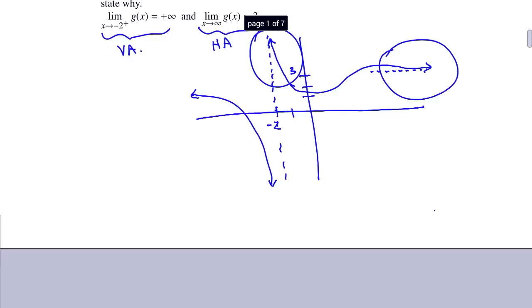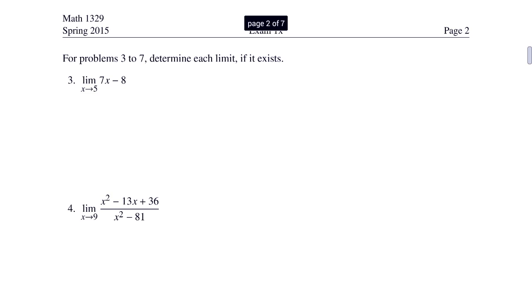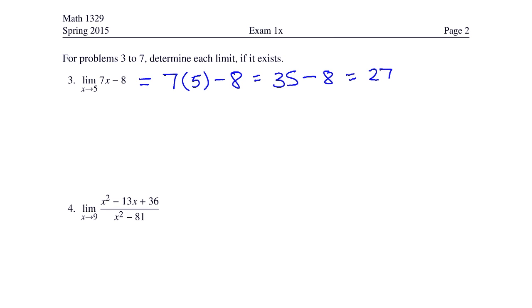Let's take a look at problem 3. And this was the section where you had to find these limits. So the first one, there's no problem. We just evaluate this limit by plugging in the number. So it's 7 times 5 minus 8. 35 minus 8 is 27.